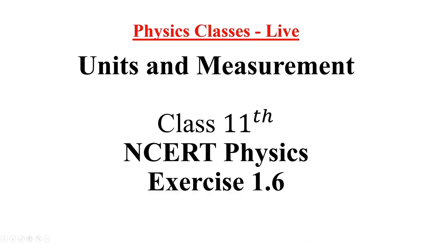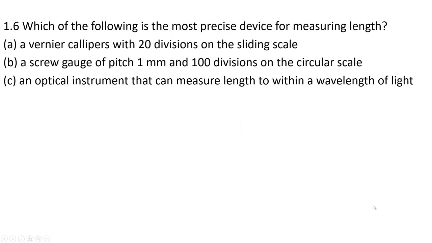Hello everyone. In this video we are discussing exercise 1.6 from class 11th NCERT physics, chapter units and measurement. The question says, which of the following is the most precise device for measuring length? A vernier caliper with 20 divisions on the sliding scale, a screw gauge of pitch 1 mm and 100 divisions on the circular scale, and an optical instrument that can measure length to within a wavelength of light.